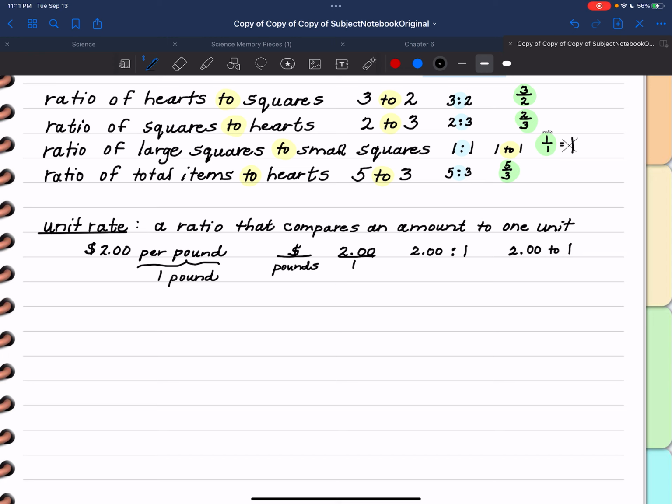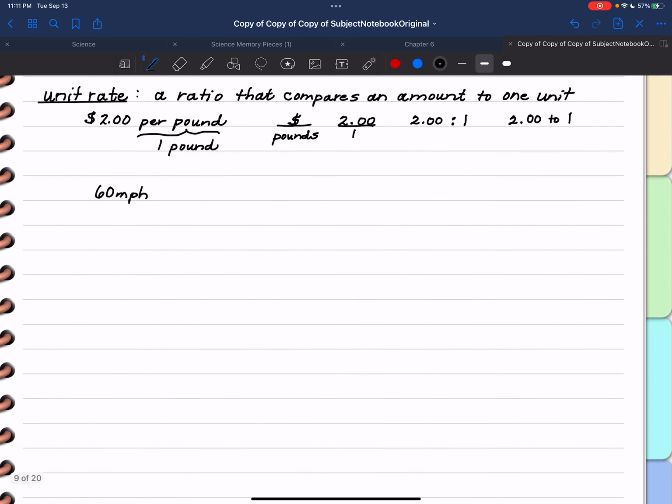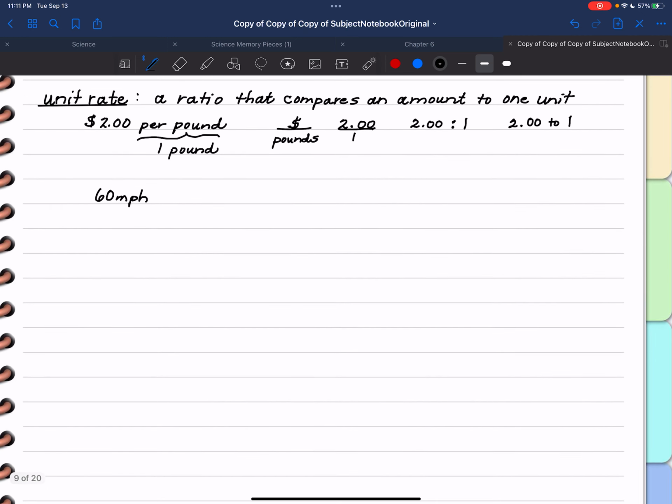Here's another one that's very common. 60 mph. What does that mean? 60 mph. That's 60 miles per hour. So there is the comparison of two things. 60 miles in 1 hour, or 60 miles to 1 hour.